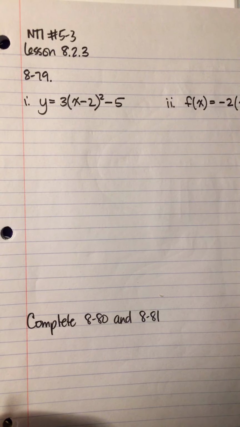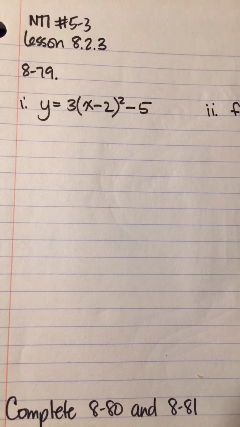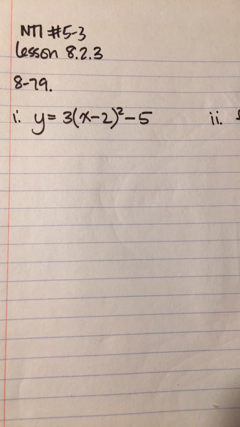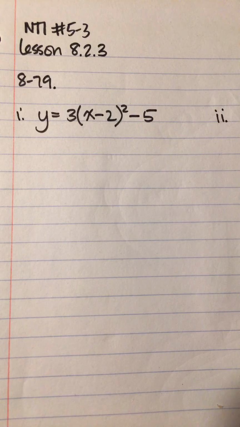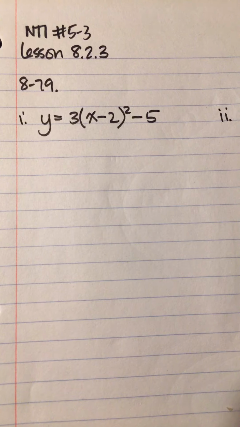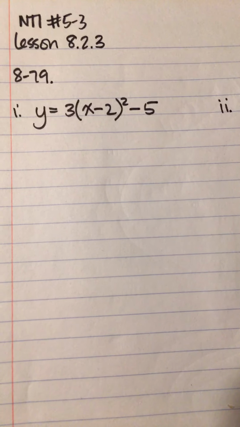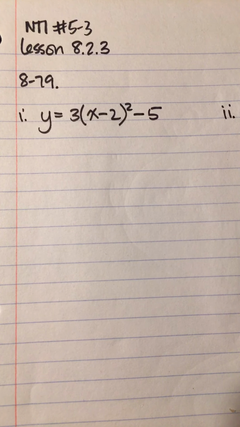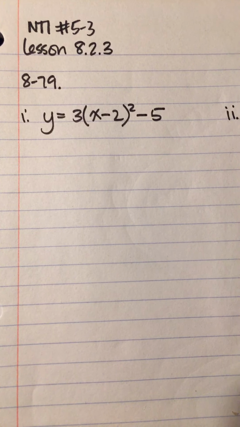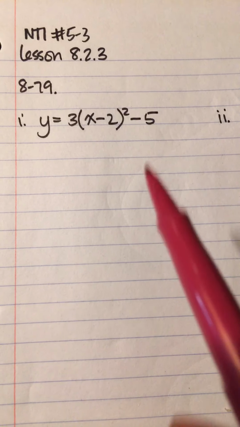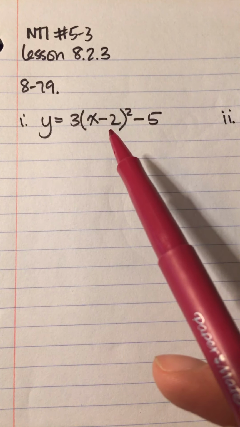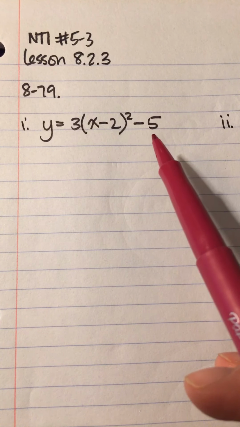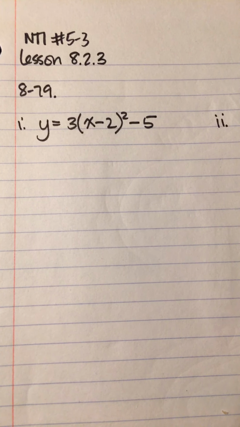So on 8-79, this problem is in vertex form. And there's a reason it's called vertex form, because looking at this one, hopefully if you learned from the Khan Academy video, we can easily tell what our vertex point is when the equation is in this form. So hopefully you can tell that the vertex is the opposite of this point, so it's going to be 2 and -5. That would be the vertex.